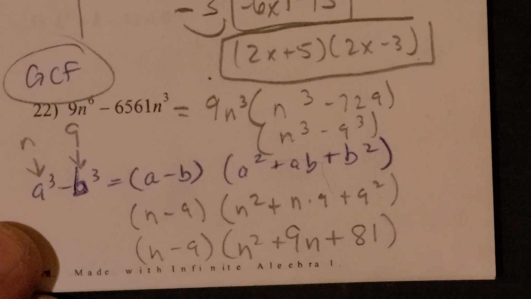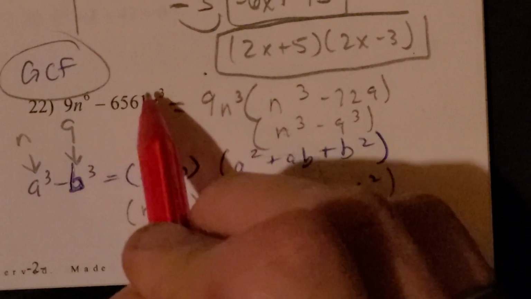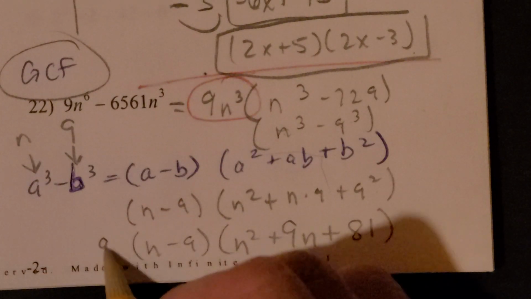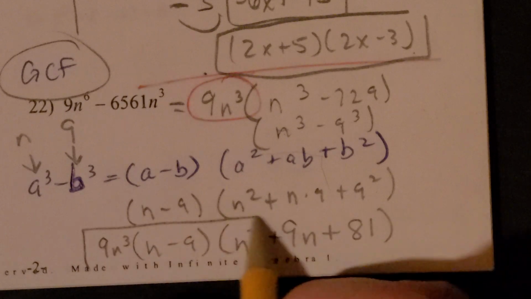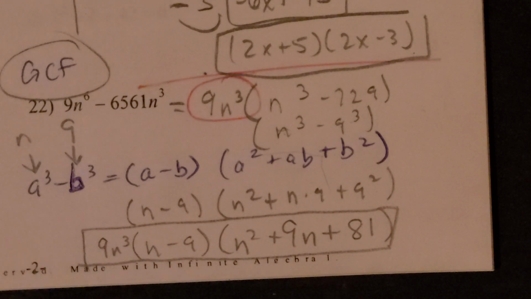Do not forget, always, always, always, if you ever pulled out a GCF, that needs to be part of your answer. So 9n cubed should have been part of your answer. Your final answer being 9n cubed times n minus 9 times n squared plus 9n plus 81. That is called the difference of two perfect cubes. You could Google that if you want. All right, that's the end of this practice.